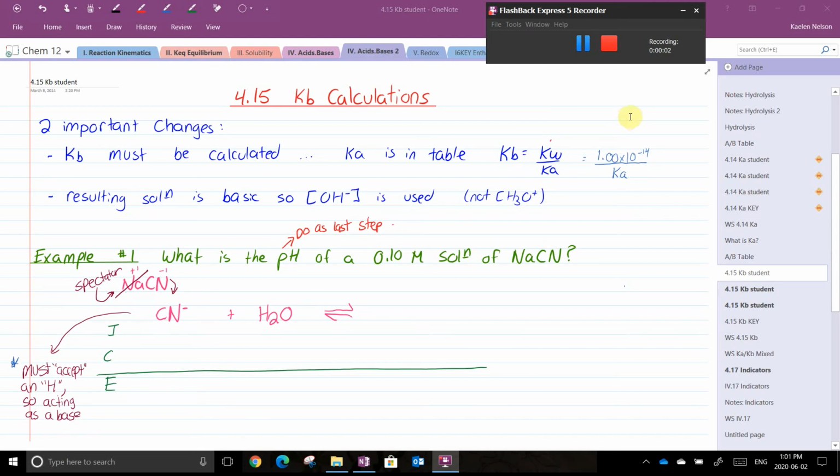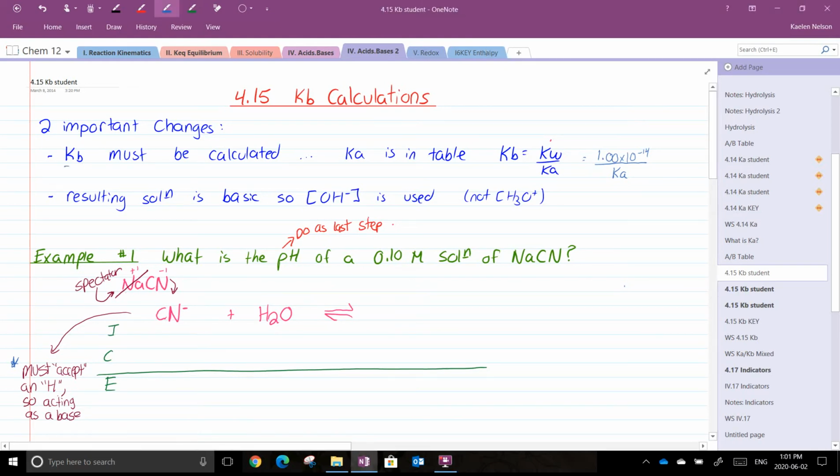This is Chemistry 12, Acids and Bases Unit, Lesson 4.115, Kb calculations. These calculations are very similar to 4.114, which was Ka, except in this case we are going to be using a Kb. We'll need to calculate the Kb from the Ka given in the table, so that's an important step there. And our resulting solution will be basic, so we'll have an OH minus used to calculate, not an H3O.